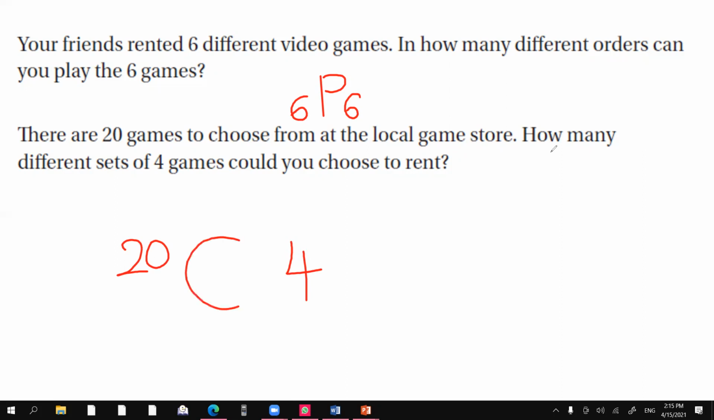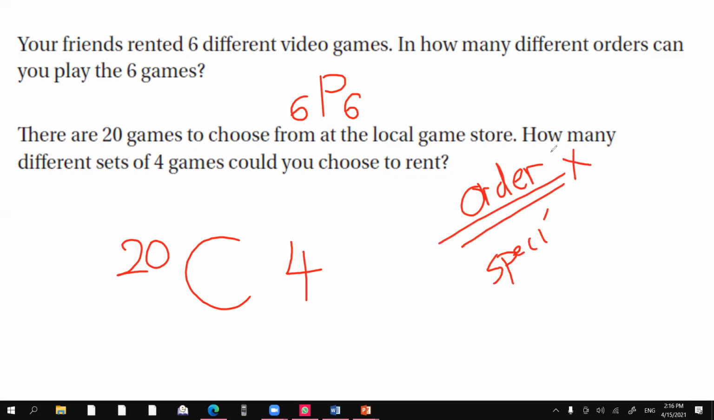Combination. I told you here that you have to order. No, if I don't give them any specific job, I will use the combination. But if I give them a specific job, like the first one is a manager, the second one is a pre-manager, the third one is a secretary, this will be permutation. If there's no order and no specific job, I will use the combination of 4 from 20.